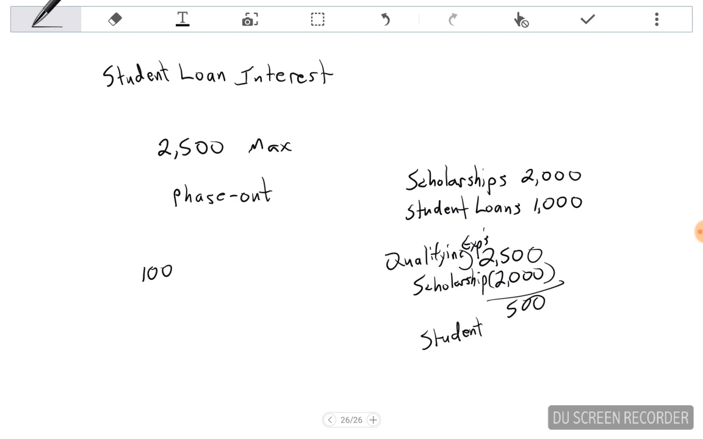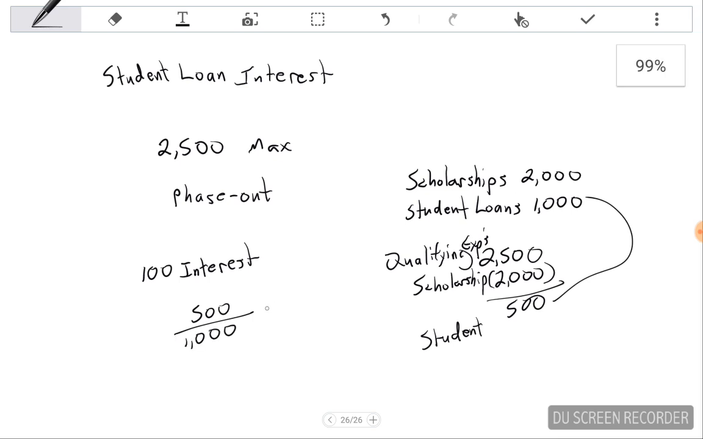So you have $100 of interest. Well, only half of this student loan was taken up by qualifying expenses. So what we would do is take the qualifying expenses over the loan. We'd get a ratio and a percentage, and then that percentage would be multiplied by the interest amount, and our deductible portion is only $50. So that's a basic calculation of how it works. And I believe you have to incorporate that in your homework.